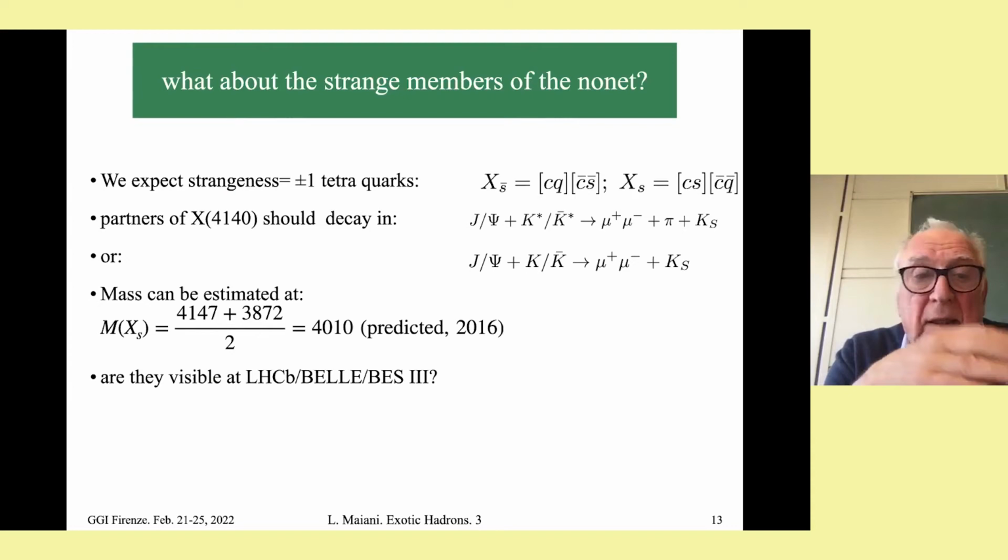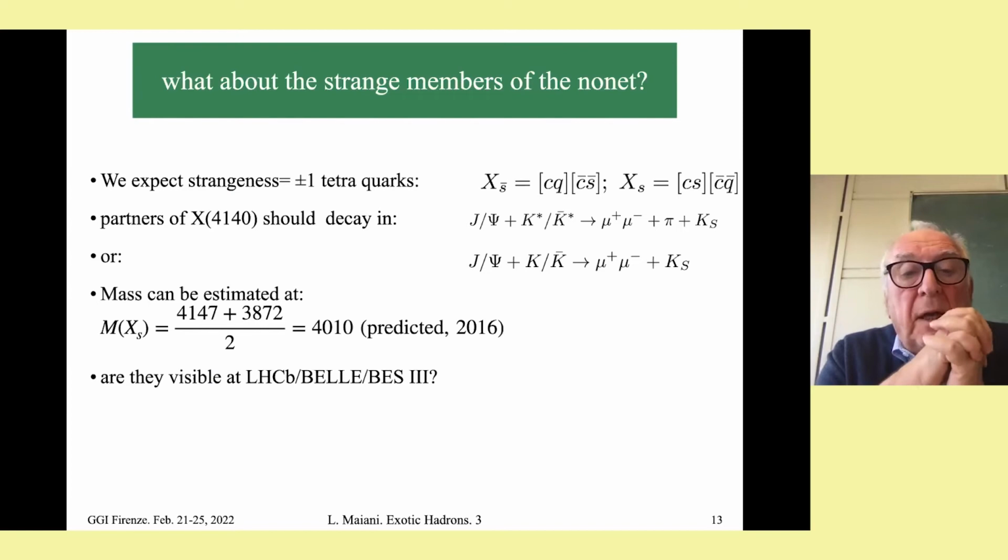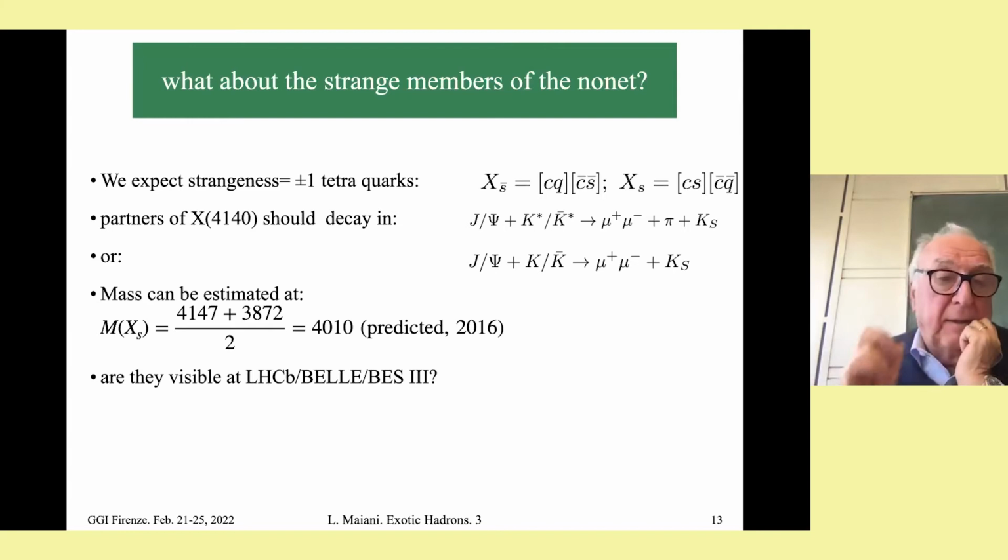And if you compute what it is, it turns out to be 4010. And last year, one of these kinds of resonances was discovered at 4003, which is not so far from 4010. And I'll discuss that tomorrow.